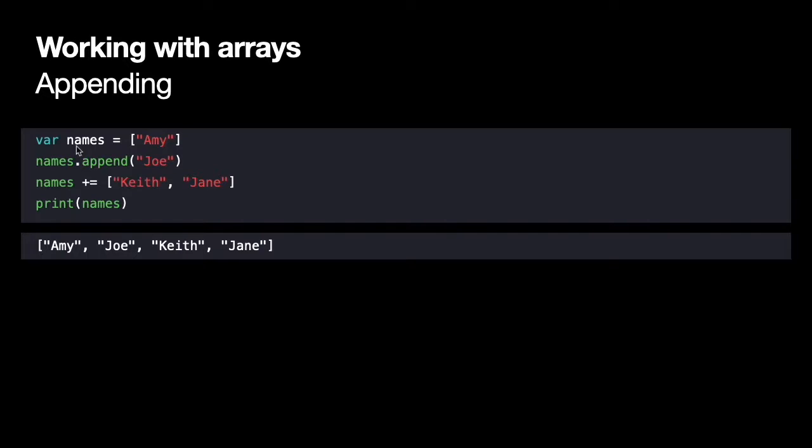Here we have an array names with a single element of type string, and then we can use the append method to add a second element, and we can even use the plus equals syntax to append 2 more elements, resulting in an array of 4 elements. We could even append an array to an array.